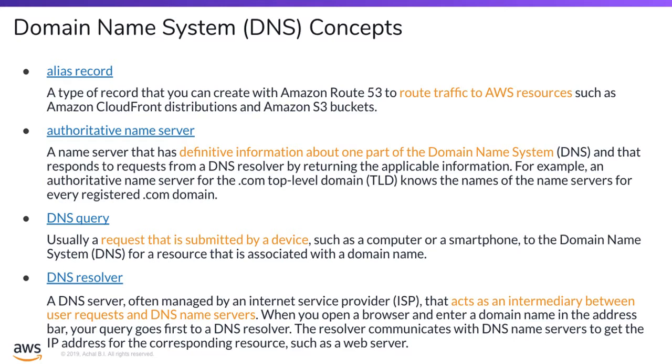Authoritative name servers are basically name servers that have definitive information about one part of the domain name system. Whenever the DNS resolver is communicating with it, it would give the next set of name servers to be communicated with to the DNS resolver. It would be somewhere in between Route 53 and the root name servers.